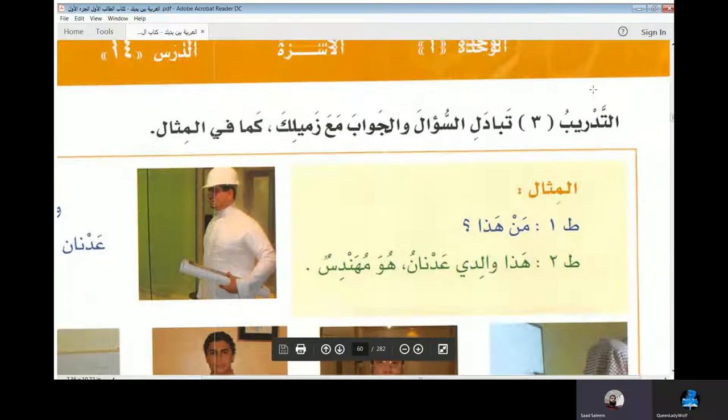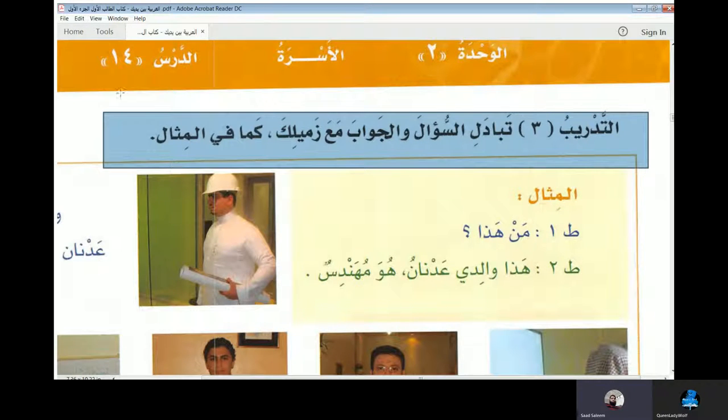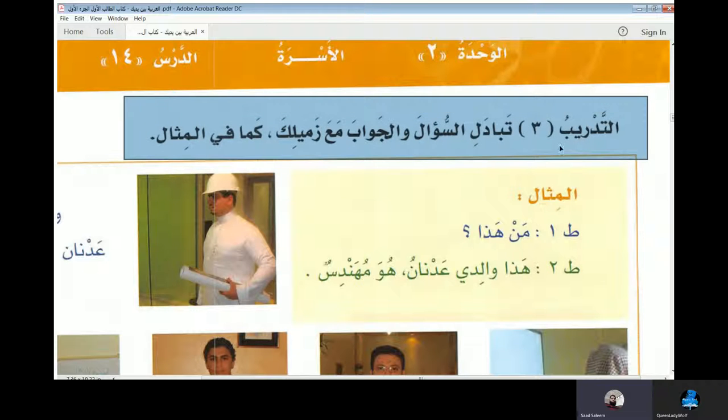Today we start from the book Al-Arabiya Bayna Yadayk, page number 60 on the PDF. Third exercise: exchange the question and answer with your colleague as in the example. Exchange the question and answer with your colleague as done in the example.